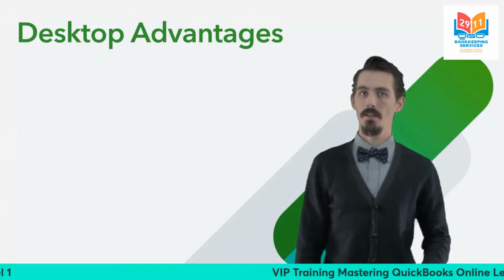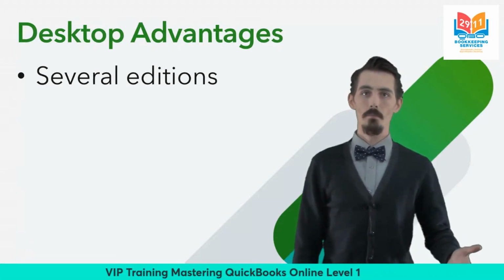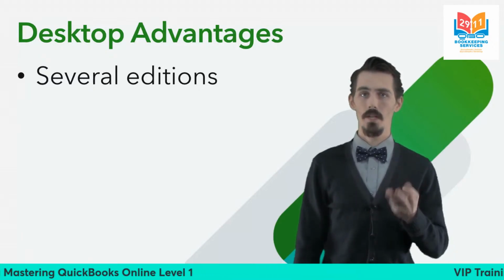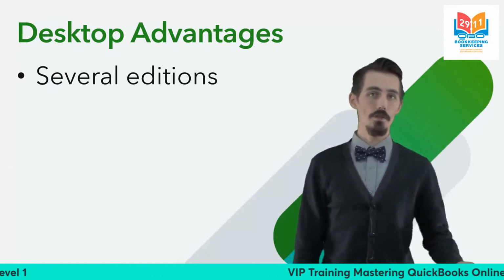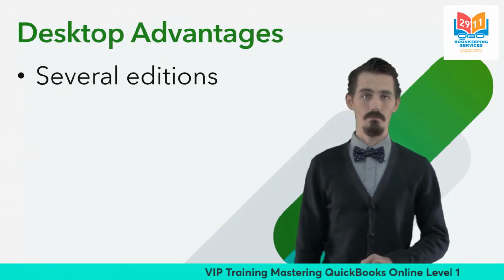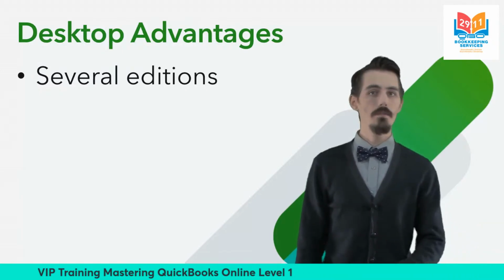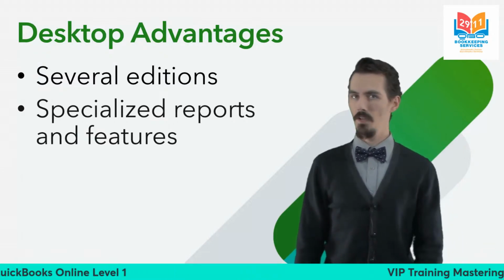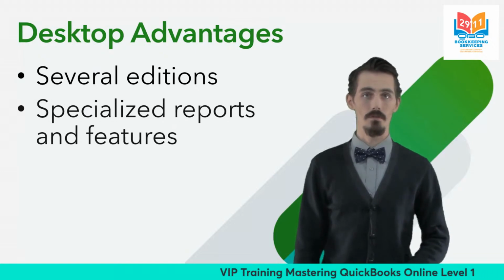QuickBooks Desktop has different advantages. This version of QuickBooks comes in 3 varieties: Pro, Premier, and Enterprise. In addition, Premier and Enterprise are available in industry-specific editions, like Not-for-Profit or the Accountant's Edition. All of these editions work in largely the same way, but they have some extra features or reports that are customized for these specific industries.